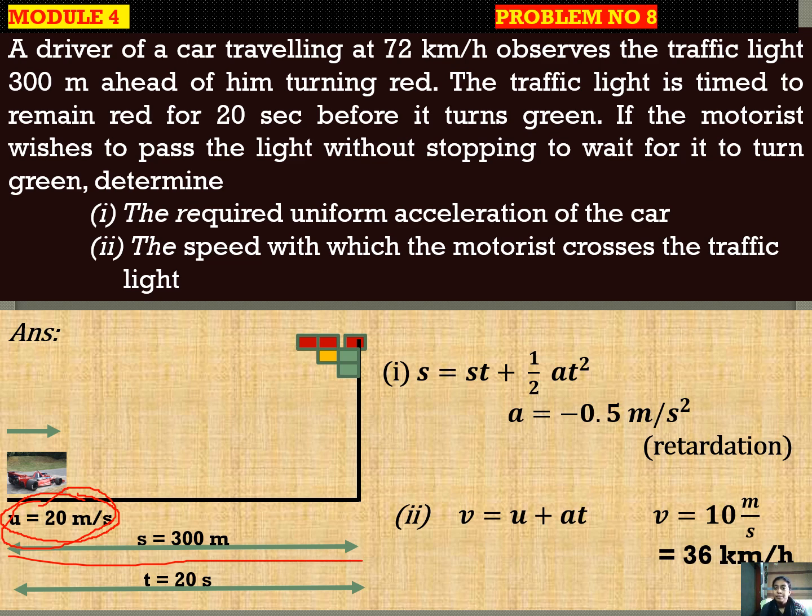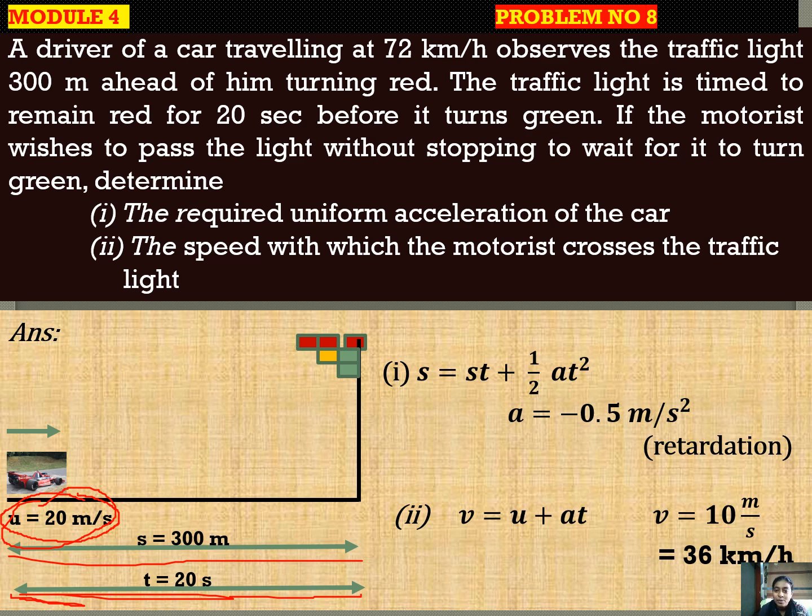The light ahead of him turning red. So, this is red now. The traffic color is red now. The traffic light is timed to remain red for 20 seconds. So, from here till the color changes from red, the time available is 20 seconds. Now, if the motorist wishes to pass the light without stopping to wait for it to turn green, determine the required uniform acceleration of the car.